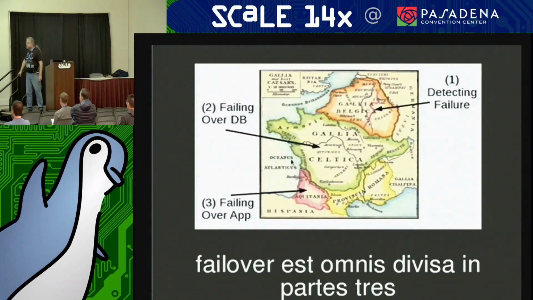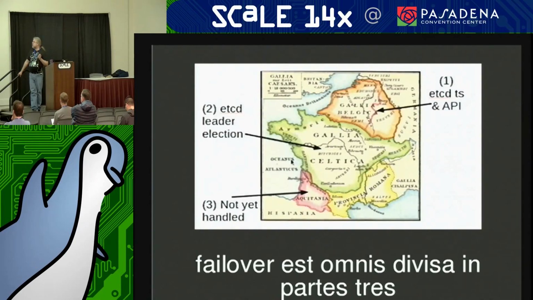So the first thing to understand about this is that there are 3 parts to database failover. Part number 1 is detecting when you need to fail over. Part number 2 is actually failing over the database, and the third part is failing over the application from one database node to another. Now, in the current Patroni system, part number 1, detecting failover, is handled by timestamps with an etcd. Again, I'll explain etcd in a minute. And API checks on the individual nodes.